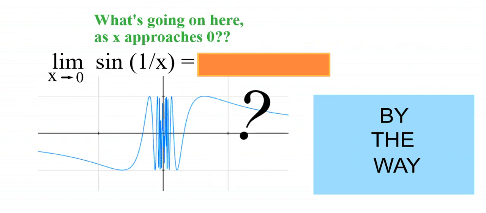Okay, so what's going on here? We've got some oscillating going on, right? We're looking at sine of 1 over x, and it really can't make up its mind. It's bouncing back and forth between 1 and -1, and it will do that for all infinity. I mean, all time. For the rest of its life, that's what it will be doing.